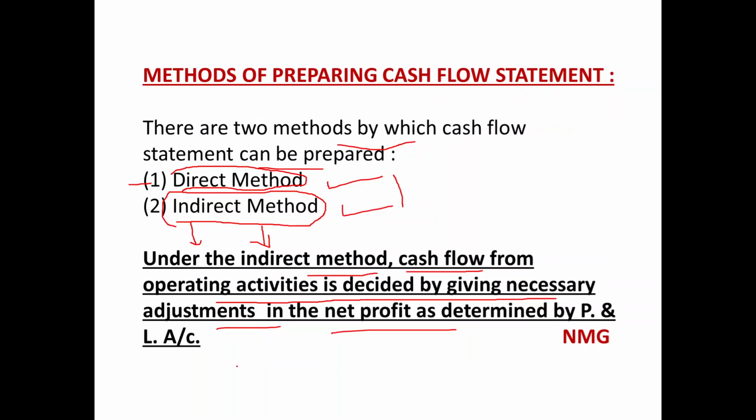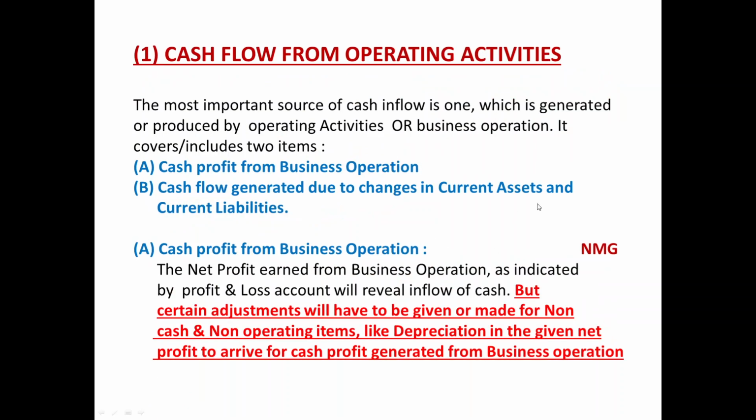Under this method, we will use the net profit as decided by the profit and loss account to decide the cash flow generated from operating activities. How? Let us see it. Cash flow from operating activities. First of all, what is the meaning of operating activities? Business operation किसको कहते हैं? Your main function of the business for which you carry out the business activity to earn the profit. इसको कहते हैं business operation or operating activities.